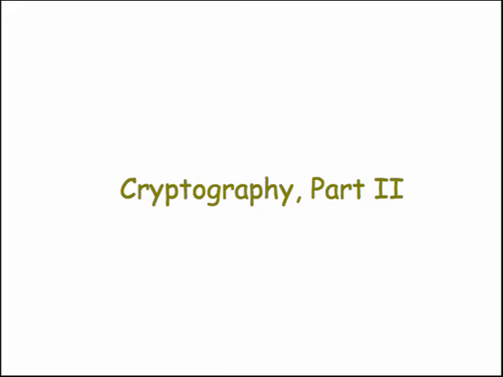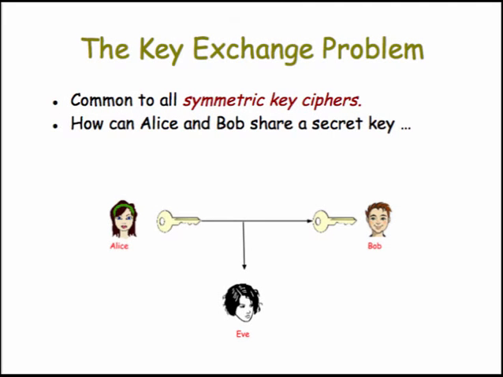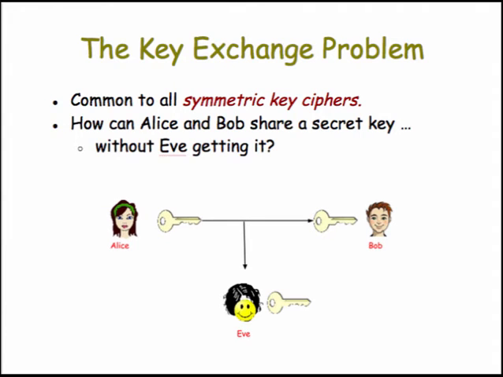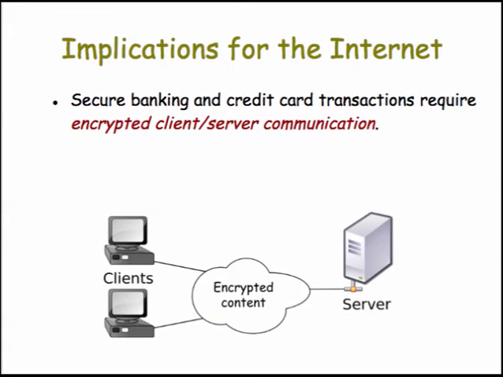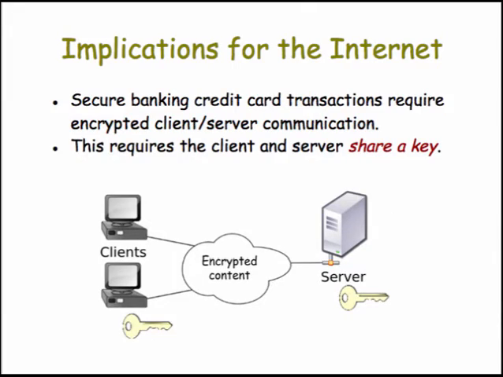problem, which is an important problem because if you can't solve this problem, you can't really have a secure internet where we can make secure banking and credit card transactions. So the key exchange problem is the problem common to all symmetric key ciphers, namely how can Alice and Bob share a secret key without Eve getting it? The implications of this for the internet are enormous. You wouldn't be able to do banking and credit card transactions unless you were able to have encrypted communication between client and servers. For this, they need to share an encryption key.